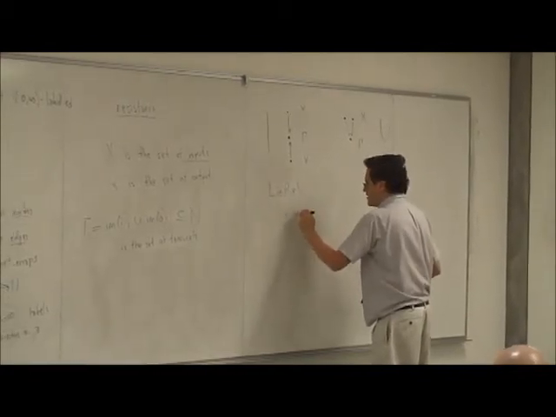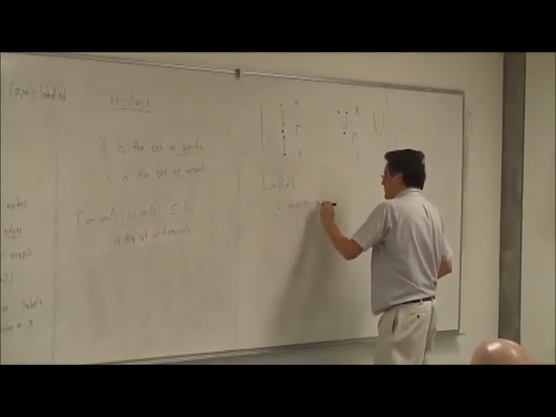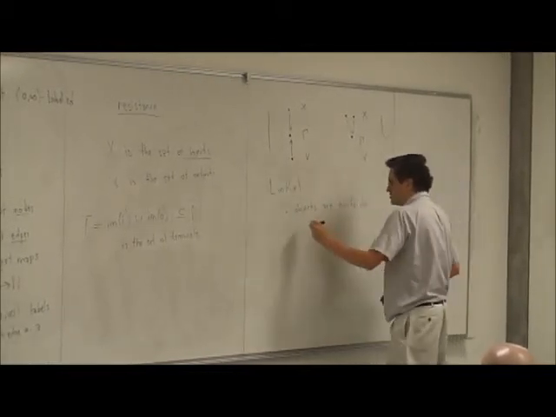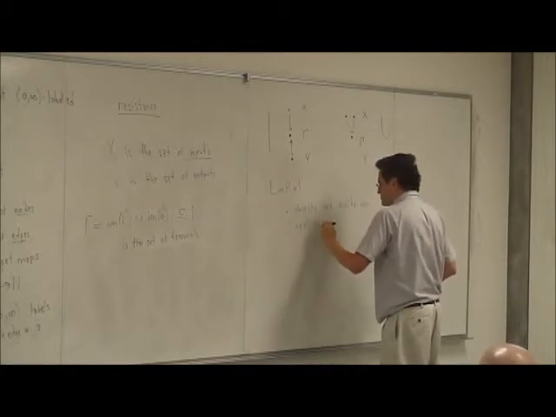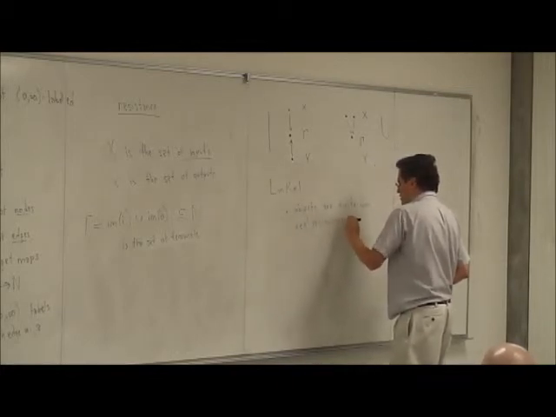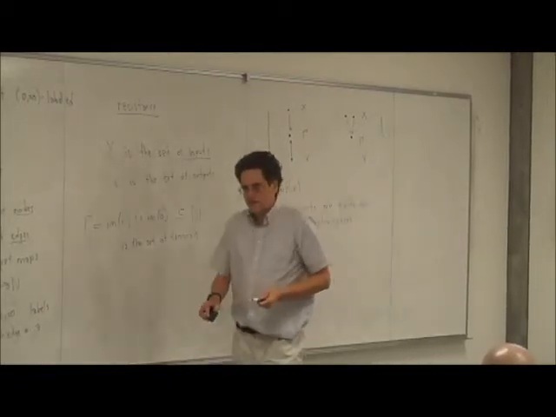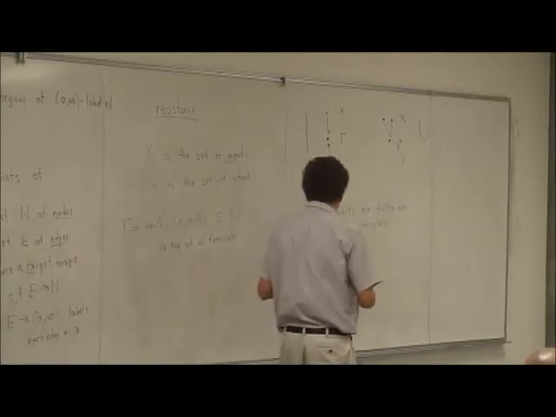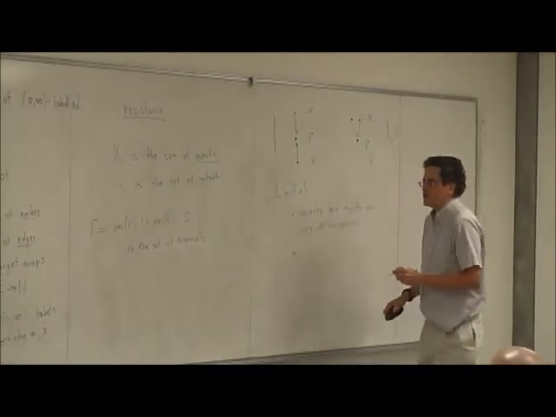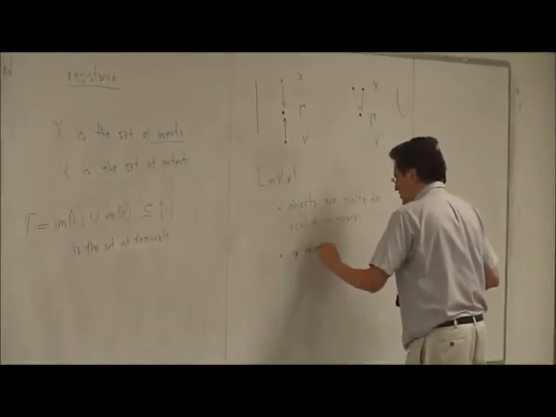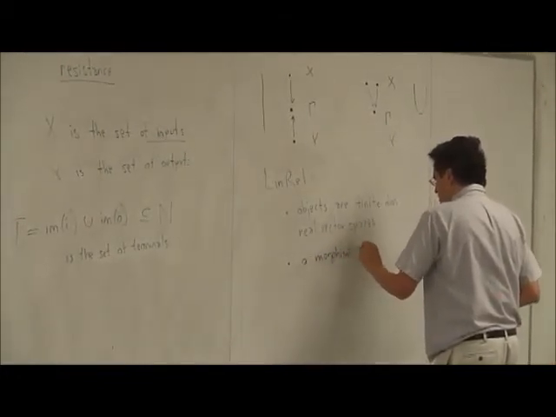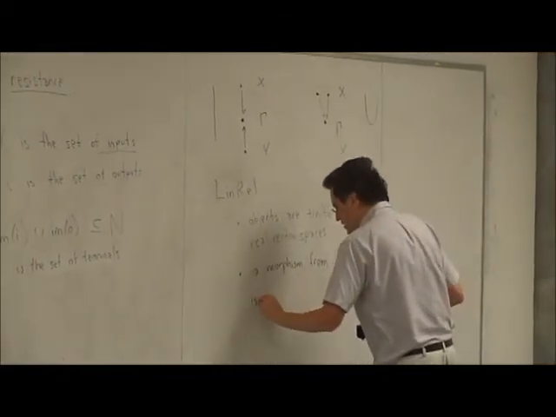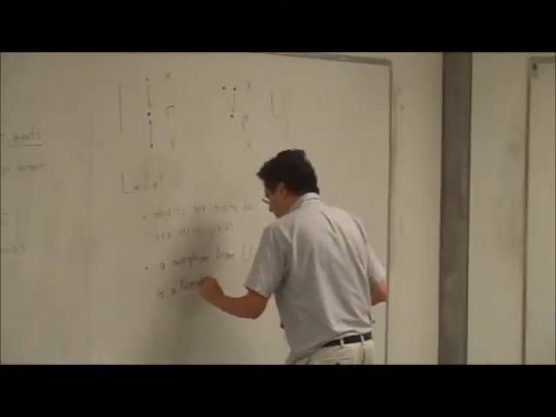So the objects are finite dimensional real vector spaces. And the morphisms are not linear maps between these, but something a little bit more general. They're linear relations between these. So a morphism from some vector space U to some vector space V is a linear relation.